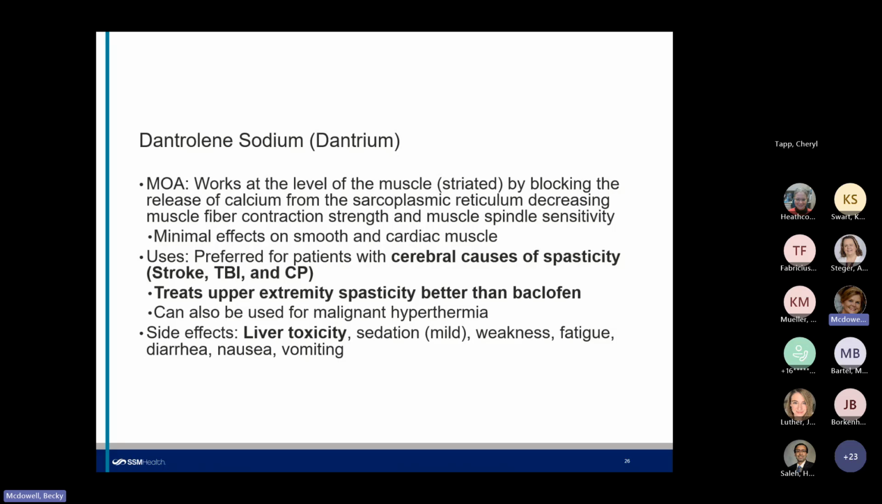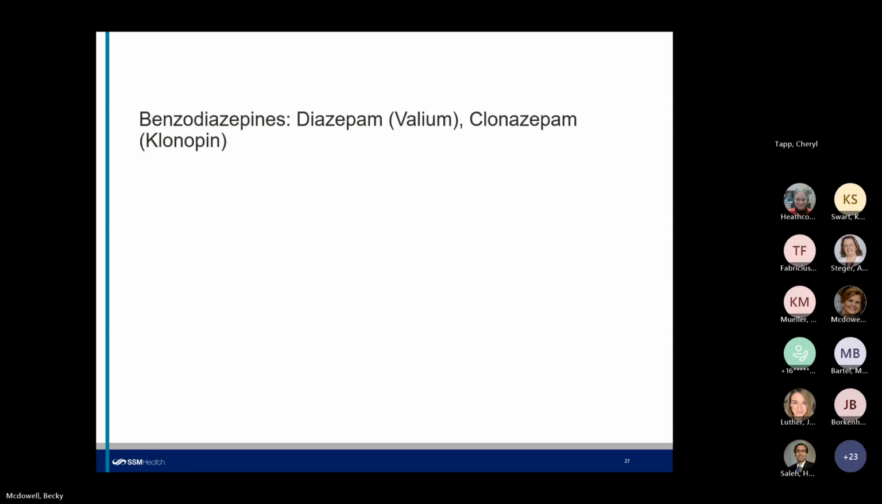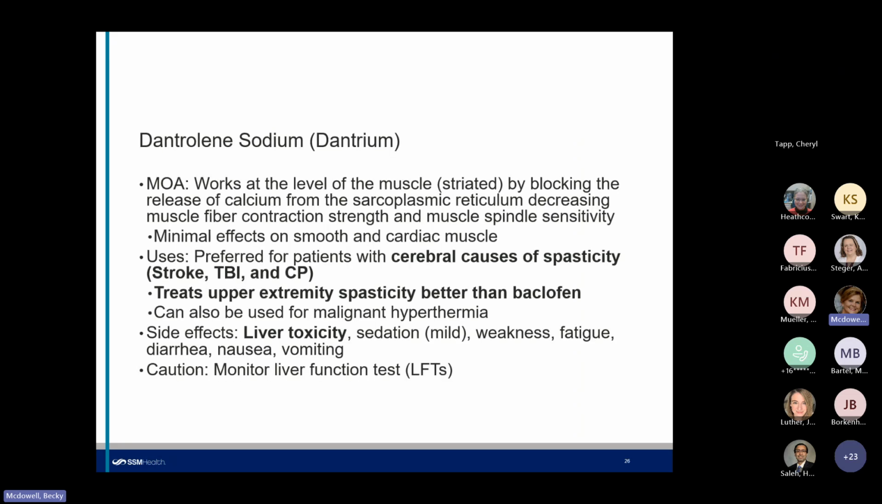Big issue with dantrolene is it's liver toxic, and you need to monitor liver function tests if you're giving this. I would say in probably 30 to 40% of people I've given dantrolene to, it does affect their liver, and I end up stopping it because it affects the liver. Insurances are also somewhat more difficult to get to approve dantrolene than baclofen. So usually I try baclofen first and then go to dantrolene.